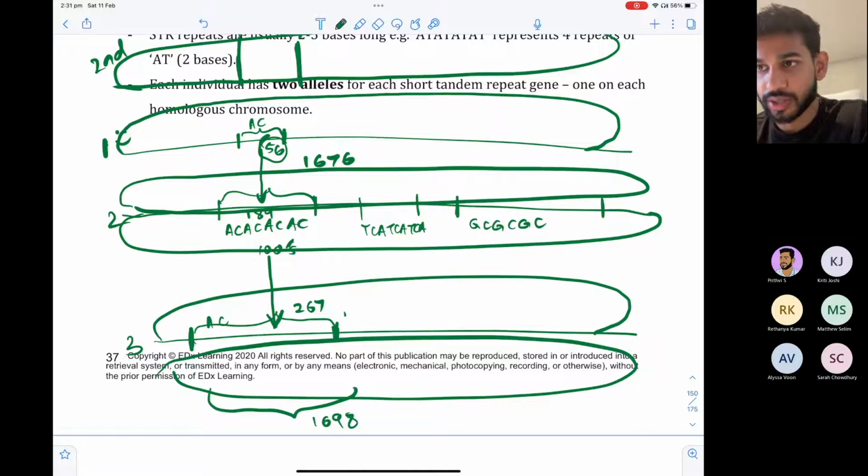So key points here: short tandem repeats are repeating letter sequences in our DNA. Every person has a unique number of repeats, and every person has 2 alleles for each short tandem repeat sequence. Each allele is on one of the 2 homologous chromosomes.